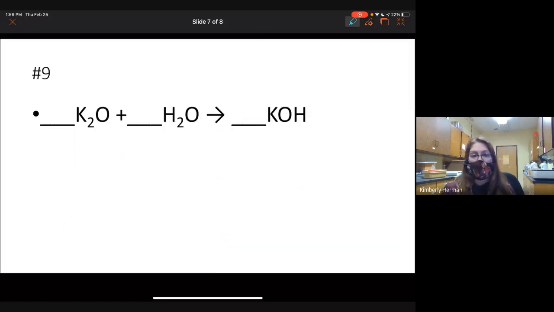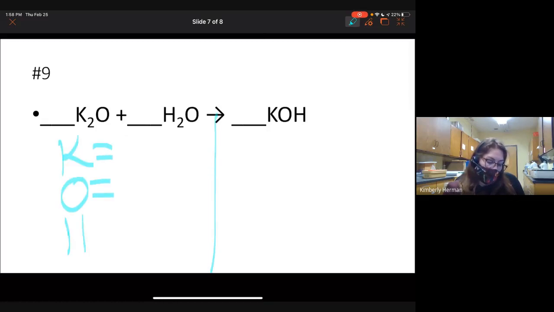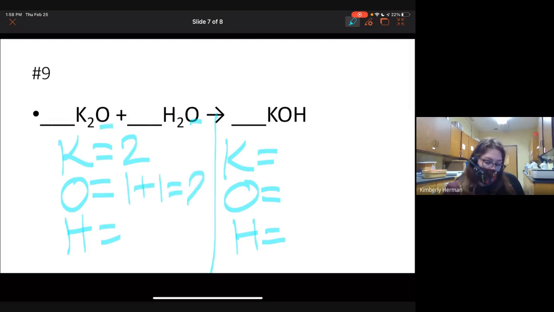Number 9 is the first one that we're going to have to add up like terms. So let's draw our line going down. We have K, we have O, we have H, and we have another O. So if they have the same chemical symbol, we're going to add them up like we would in math for like terms. And then we're going to have a K, O, and H. So we have 2 K, then we have 1 plus 1 gives us 2 O, and then H would be 2. On the product side, we have 1, 1, and 1.